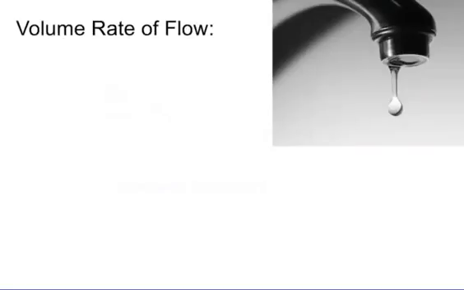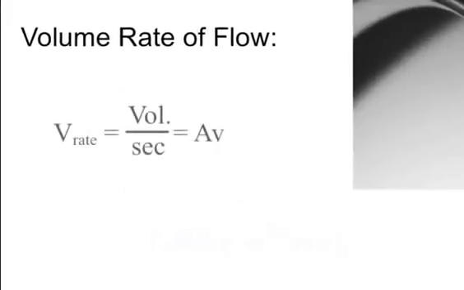You see that word volume? It means volume. You see that word rate. What does rate always mean? It's per seconds, right? The volume rate of flow. And so the equation for the volume rate of flow is the amount of volume per second, right? The amount of volume divided by the time in seconds. Or we can say it's area times velocity. Area times velocity. And why is it area times velocity? Because area times meters per second gives you volume divided by seconds.